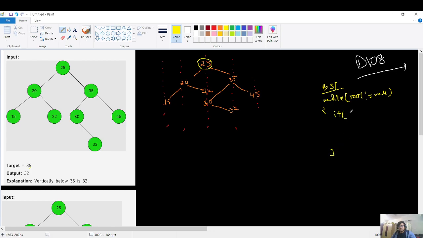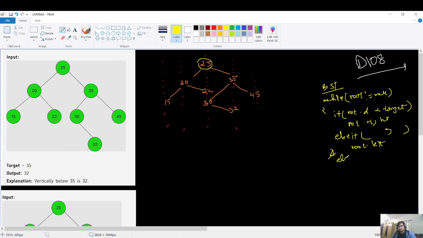So if root dot data is less than target, the target is greater, so we need to search for the node which is greater than our root node. The node which is greater than the root node lies where? In the right. So I will move in the root dot right direction. Else if the inequality is reversed, that is root dot data is greater than target, we need to move to the node having a lesser value than our root node. So I will move in root dot left.